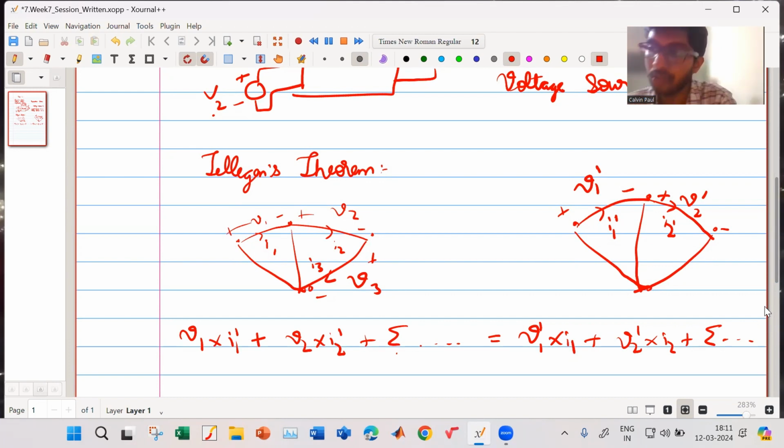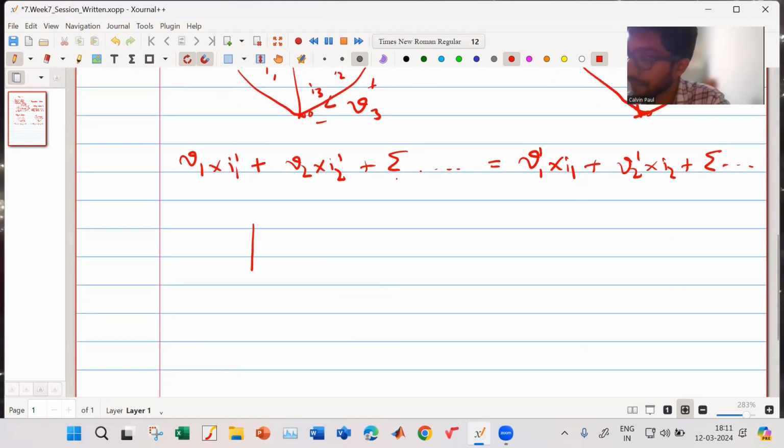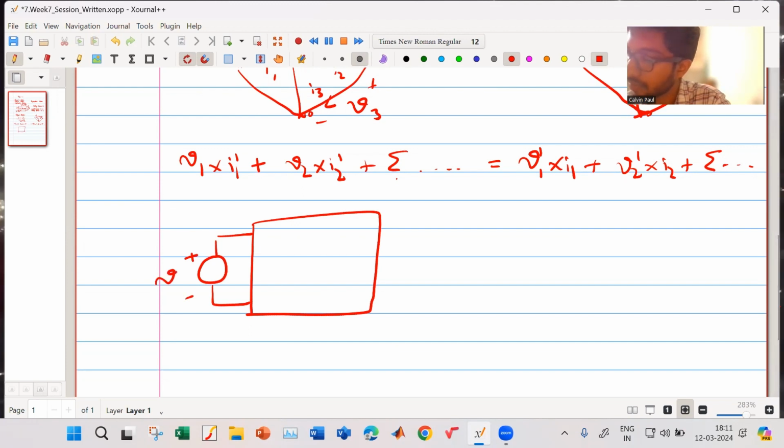Tellegen's theorem comes into use when we have certain types of two-port networks. So if you have a network like this, this is your voltage, this is your current, this is also your voltage, this is your current. This is a linear network.